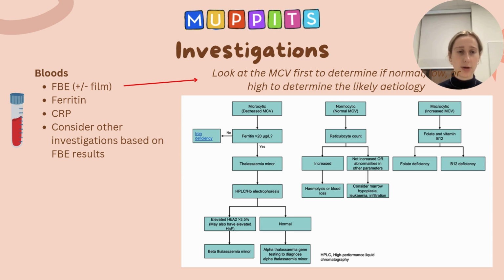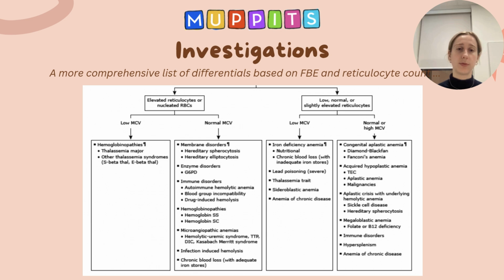If you have a macrocytic picture, take a look at the folate and vitamin B12 because it could be indicative of a deficiency. Other tests that you might do, as already discussed, a ferritin and a CRP. And the other investigations, as I've said, are going to really be guided based on your FBE results. And this here is just another way of breaking down your FBE.